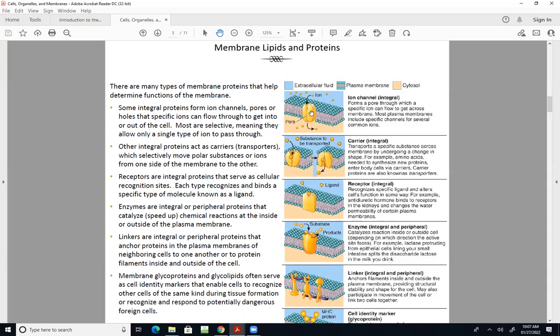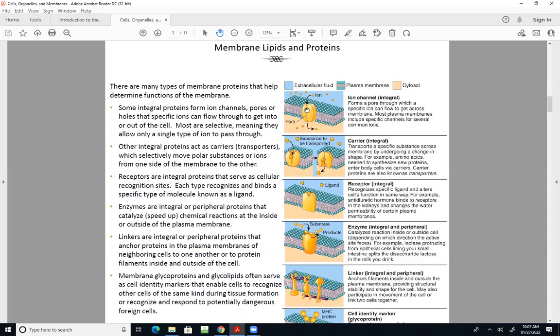So in other words, this channel here, or pore, whatever you want to call it, maybe it's going to allow sodium. Maybe these are sodium ions. It's not going to allow potassium or chloride or another ion through. It's only going to allow a certain ion through. Does that make sense?